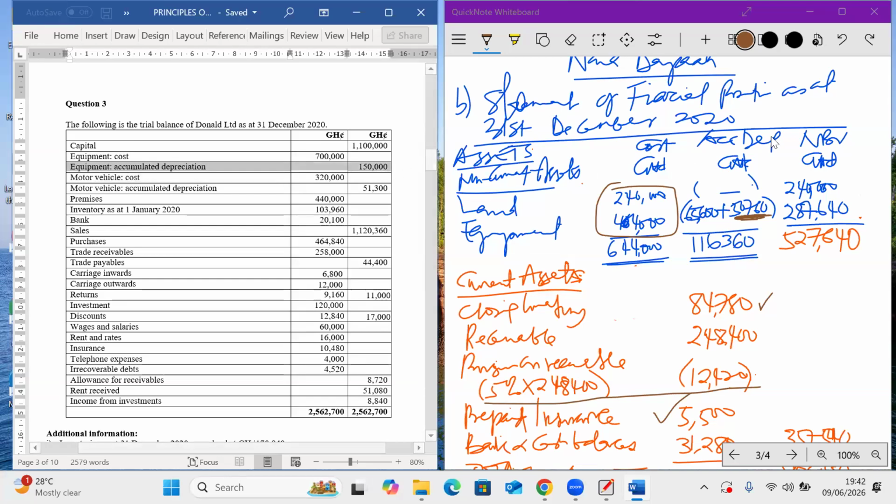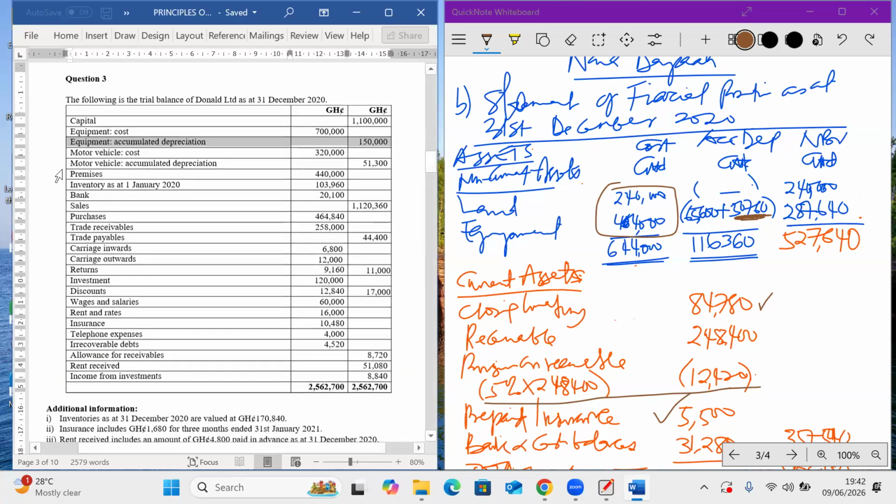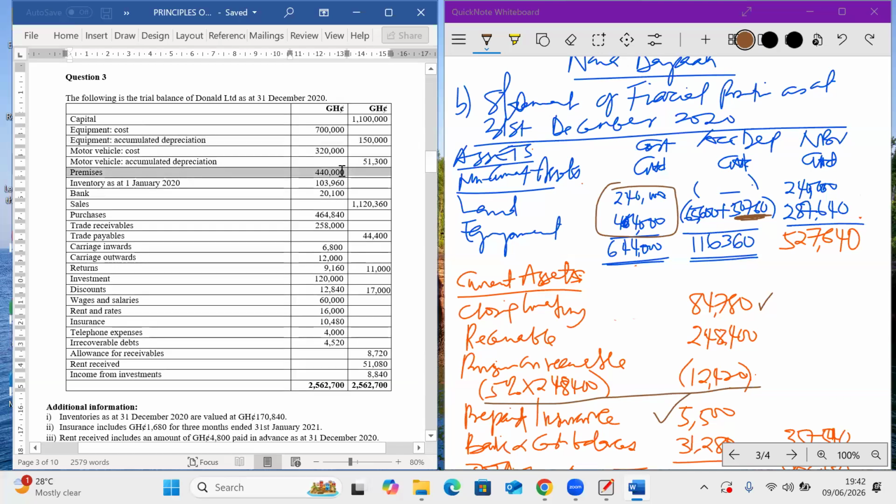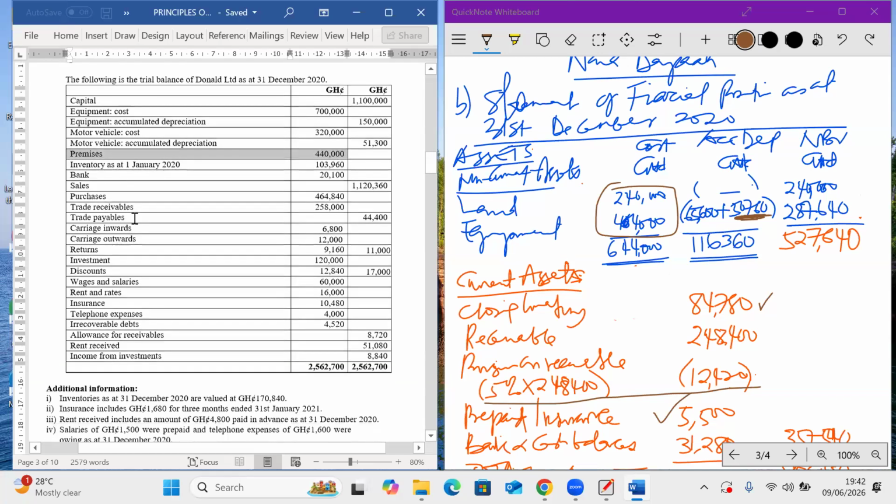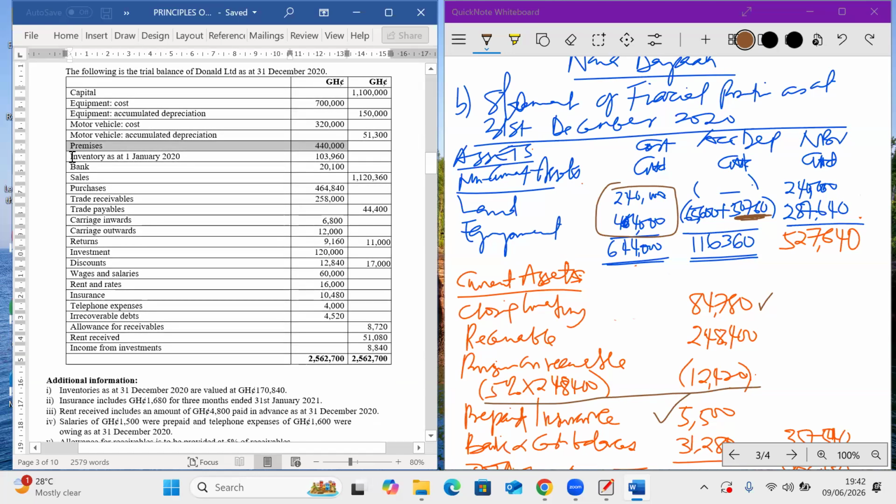We use the full values. We come and write them here: cost, accumulated depreciation, net book value. Premises is the building, balance sheet. There is no depreciation on it, unless the question says otherwise. Inventory at the start is the opening inventory. Bank, balance sheet. This inventory is the P&L. It comes to purchases. And I said that when it comes to the cost of sales, the opening inventory is added, the closing inventory is subtracted.